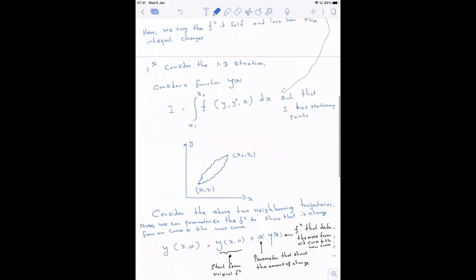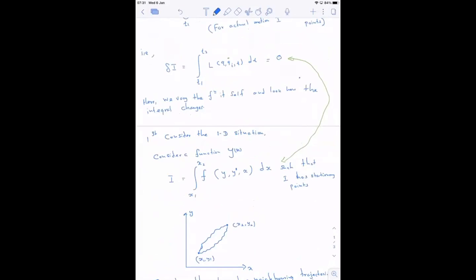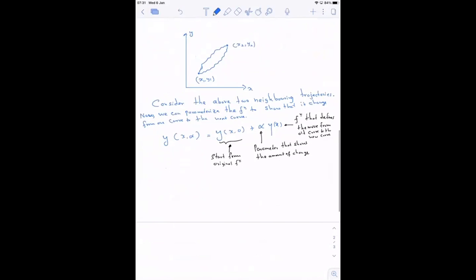So let me just name these equations. The first one will be 5.1. So let me start from here. This will be 5.1 and this will be 5.2, and this one let me name as 5.3.